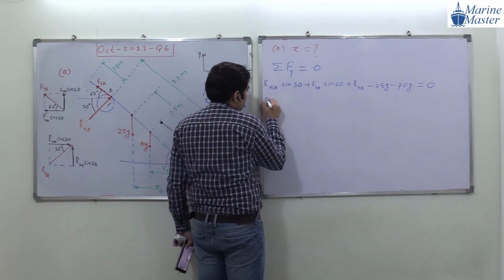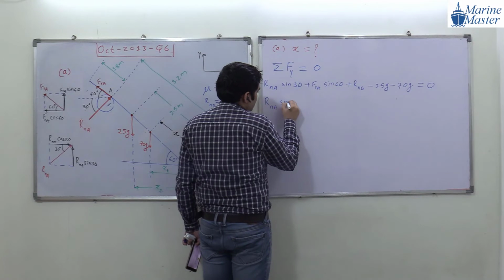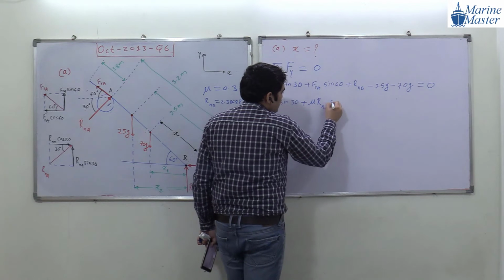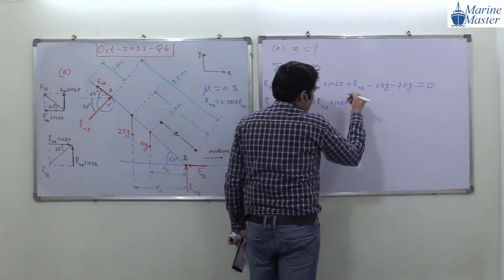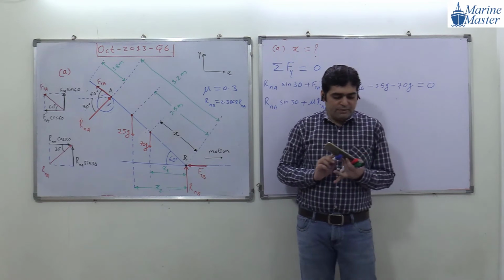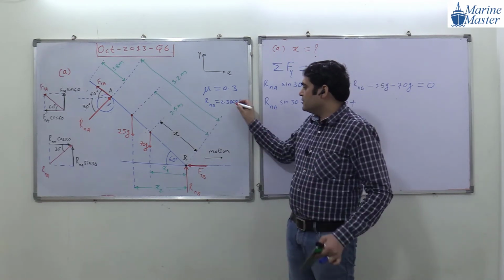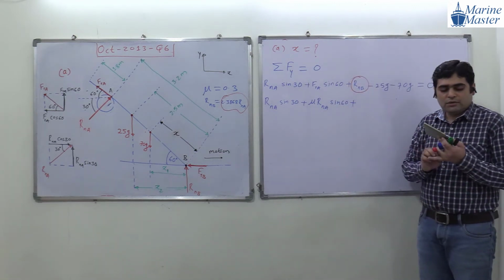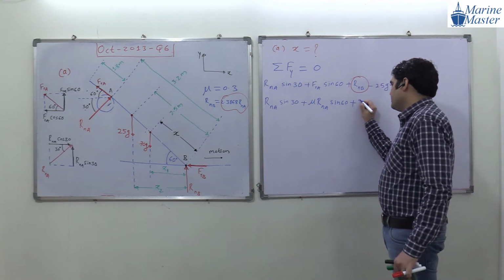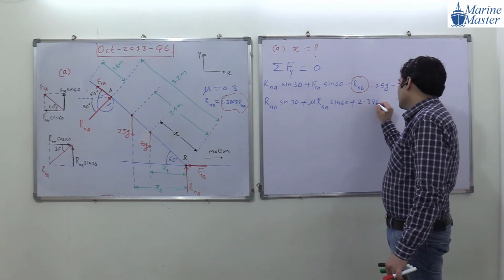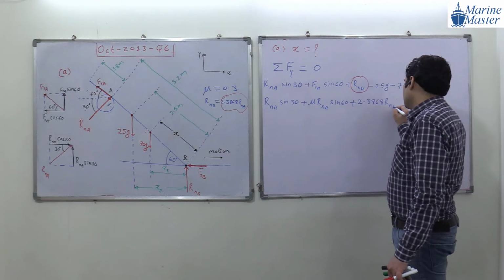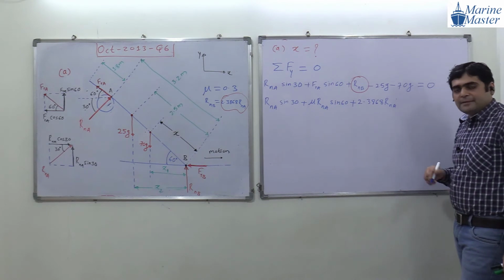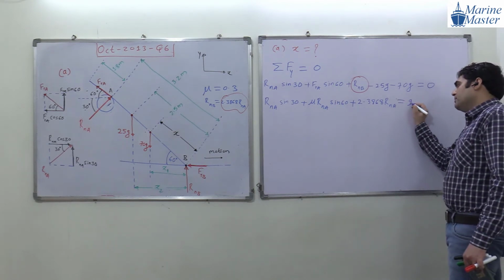So RNA sin 30. FRA means what, guys? mu RNA sin 60. RNB means how much? How much RNB have we written, guys? RNB is 2.38, so we can replace RNB by 2.3868 RNA. And this minus 25G, minus 70G, what will become? Minus 95G, and if you shift it to this side, it will become plus 95G.